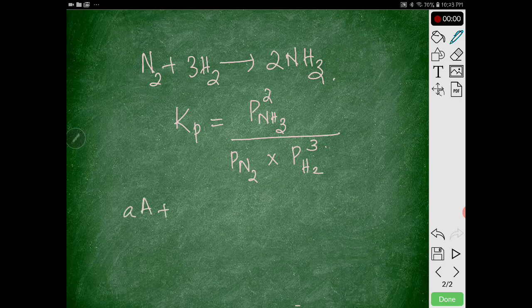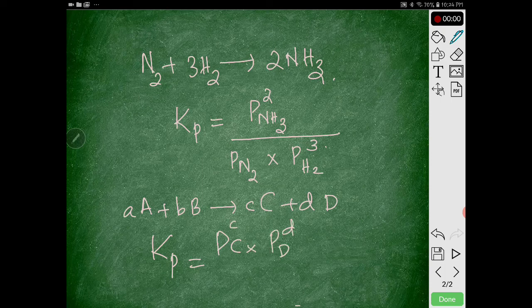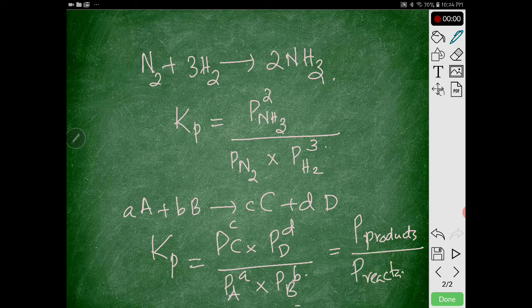So if you take a reaction where a moles of A react with b moles of B to give c moles of C and d moles of D, then the equilibrium constant in terms of partial pressure will be the partial pressure of C raised to c into the partial pressure of D raised to d, divided by the partial pressure of A raised to a into the partial pressure of B raised to b. Here also the same follows: the partial pressure of the products divided by the partial pressure of the reactants. This is only for the sake of memory, please understand.